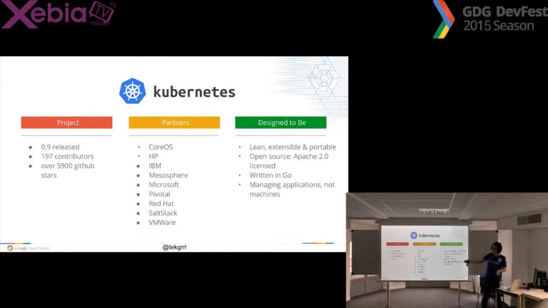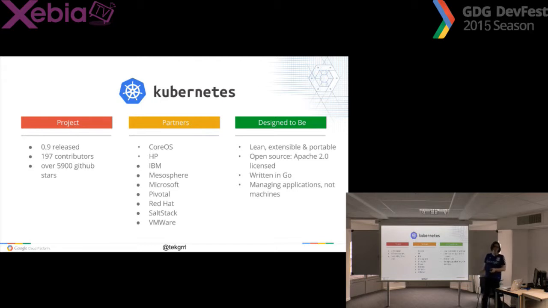The project itself is completely open source, Apache 2 license, 0.9 version release so far, and so we're heading very quickly towards 1.0. I think we might slow down a little bit before we get there, but 1.0 is going to be around soon. 197 contributors on GitHub. We have 5,900 GitHub stars, which is good if you know GitHub. We have lots of different partners all working on it. We introduced Kubernetes, but everybody else has picked up on it.